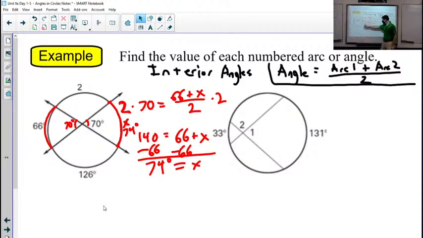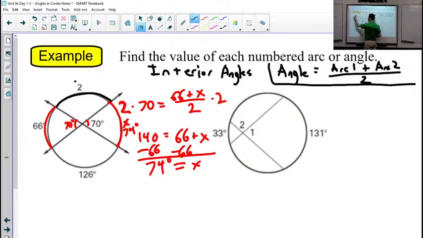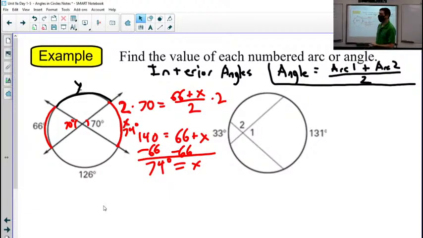Then I want arc number 2. So I'm going to label this y, since we already used x. This arc, we can actually find 2 different ways. I'm going to show you how we would set up both of them.